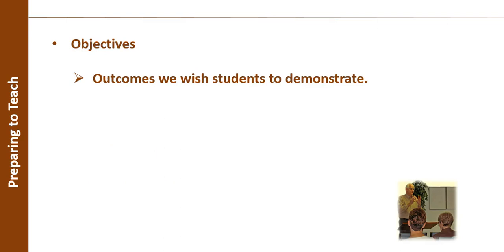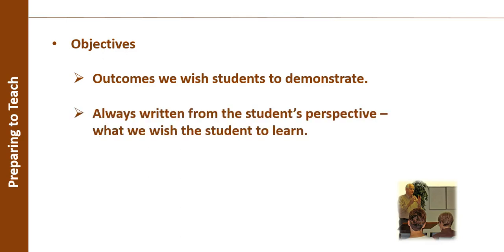Objectives are the outcomes we wish for students to demonstrate based on what we're teaching. You could say that the objective is the image of what the student will look like when you're finished. Everything about the lesson flows from an objective. Learning objectives must always be written from the student's perspective as to what they will demonstrate in knowledge or skills.